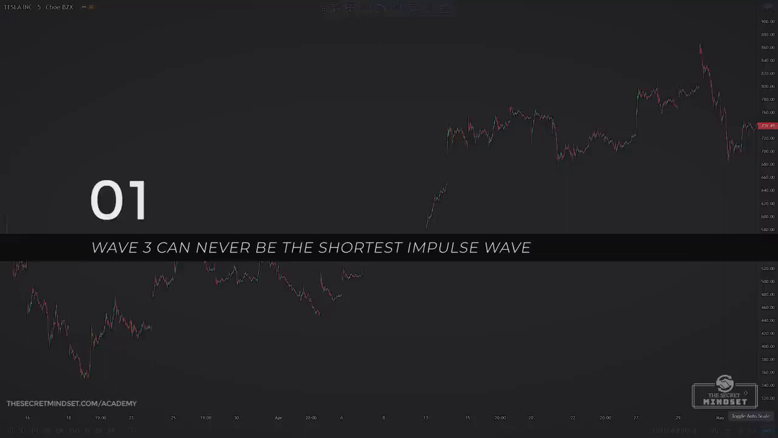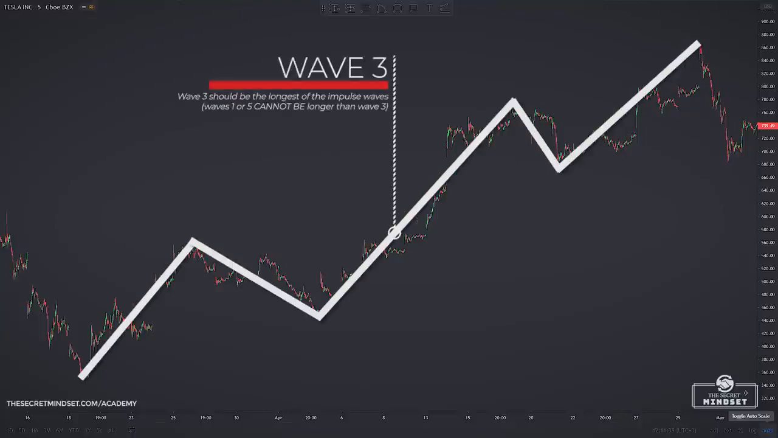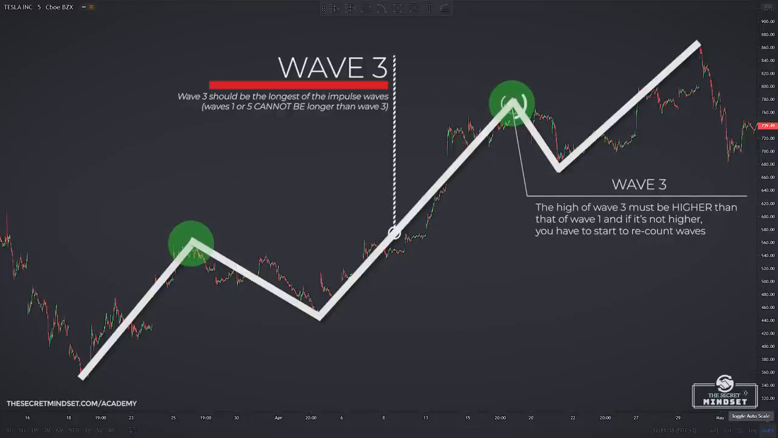Rule number 1. Wave 3 can never be the shortest impulse wave. So wave 3 should be the longest of the impulse waves, but it cannot be the shortest, which means that wave 1 or 5 cannot be longer than wave 3. Also, the high of the third wave must be higher than that of wave 1, and if it's not higher, you have to start your recount.